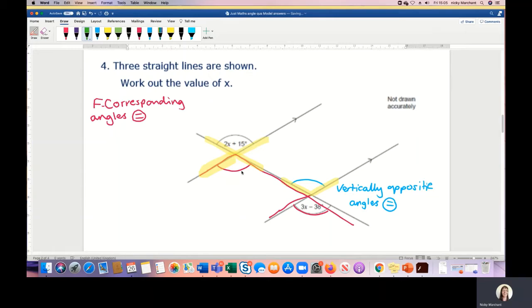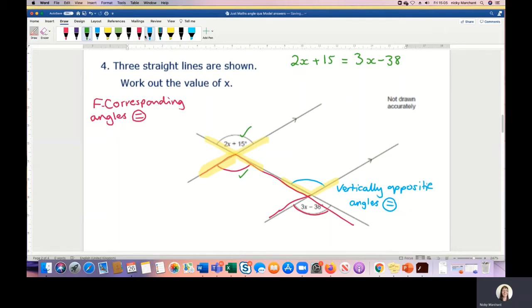So now let's deal with what we've got, deal with the maths. And so those two are equal. This one is equal to the one underneath it, okay? So these two are equal. So let's write that down, okay? 2x plus 15, set it up, equals 3x minus 38. So I'm literally just writing down what I see. I've now created an equation. I can now solve this equation.